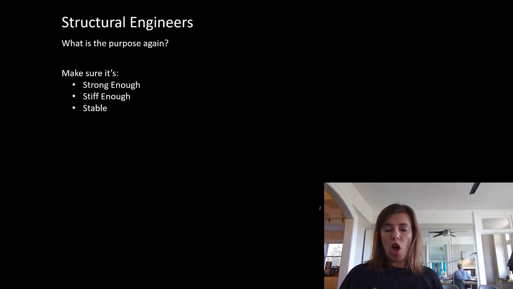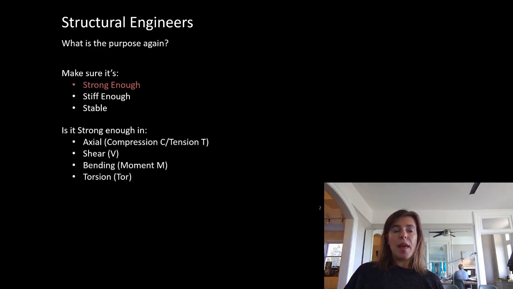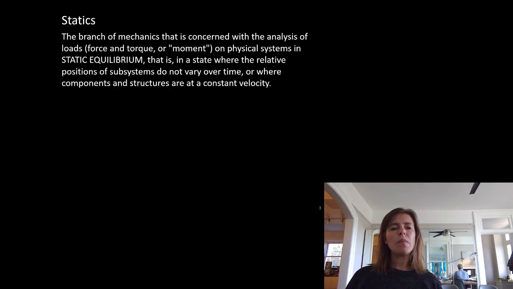So the structural engineer's job, just to remind you, is to make sure that our building is strong enough, stiff enough, and stable. Strong enough means it's strong enough in axial loads, so compression or tension, that it's strong enough in shear, that it's strong enough in bending, and that it's strong enough in torsion. Although we're not really going to spend any time talking about that. The stiffness and the stability, we're going to touch on a little bit. And even today, we're going to touch on the stability, mostly just by reminding ourselves how we draw these things or how we talk about them.